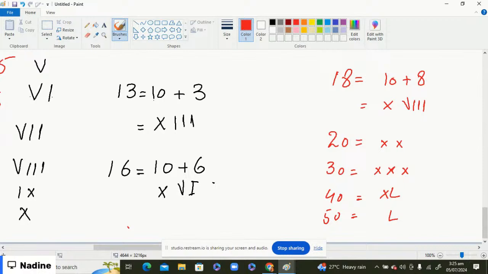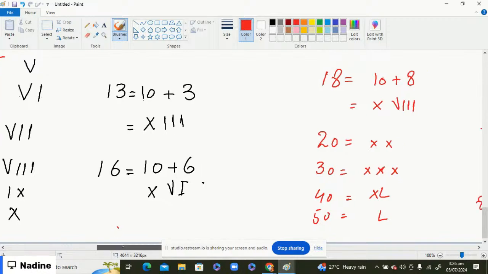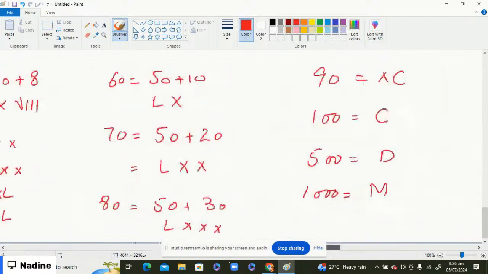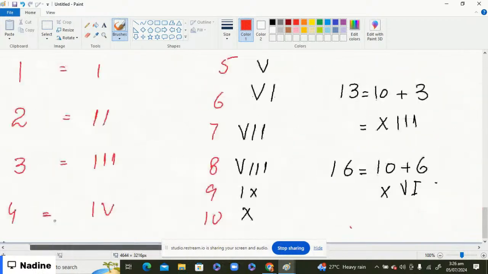Now 60, 70, 80 represent 50 plus 10, 50 plus 20, 50 plus 30. For 90 and 100, 100 is represented with the capital letter C. And for 90, 10 is subtracted from the C, then it becomes 90. Now 500 and 1000 are also the same. 500 is D and 1000 is M. Hope you guys understand this. You also write all these things in your notebook. This is a very important thing.